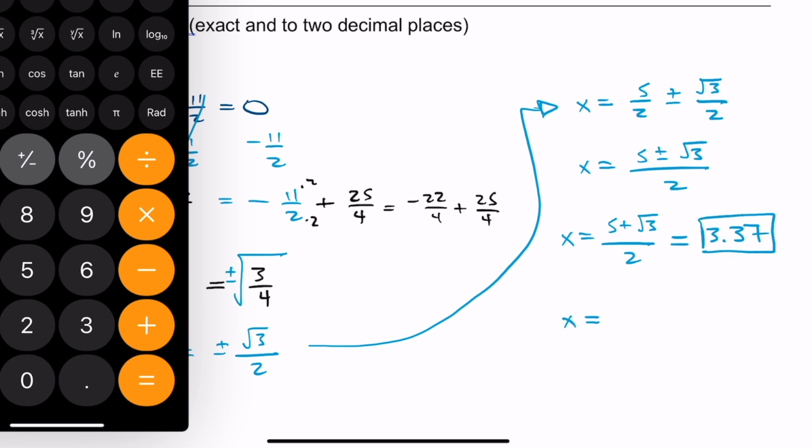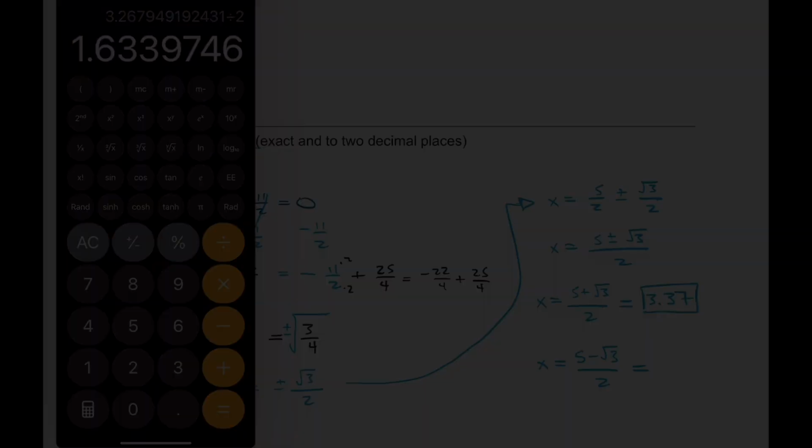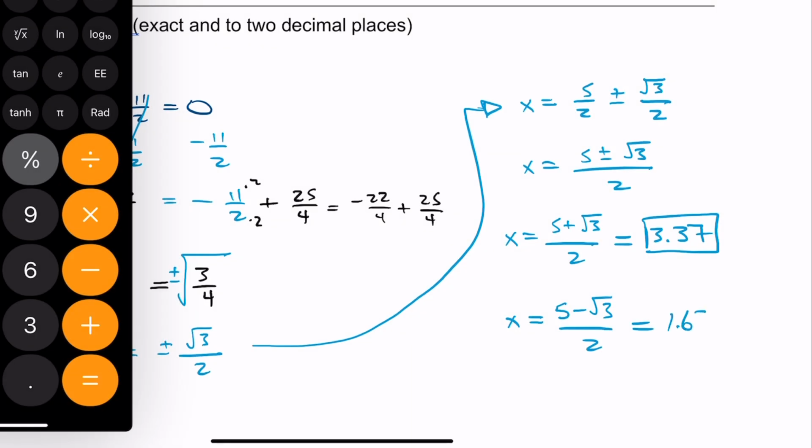Then I would go 5 minus root 3 on the calculator, hit equals, and then divide by 2. So 5 minus root 3 divided by 2, and we get our second solution. So we got two decimal solutions and our exact value solution, 5 plus or minus root 3 over 2.